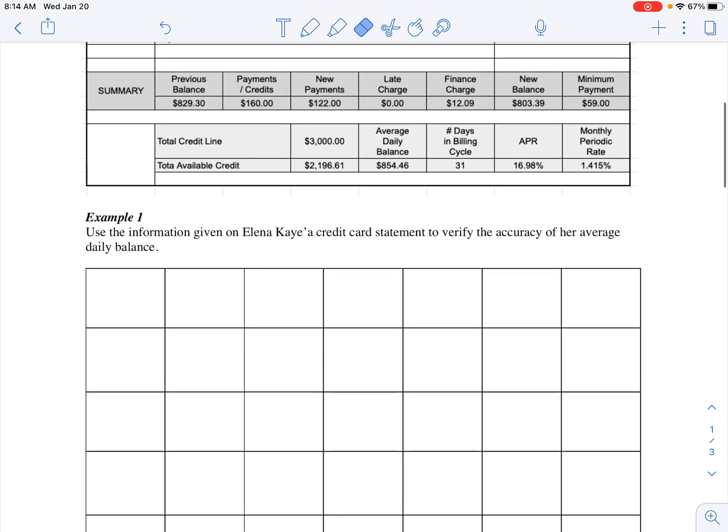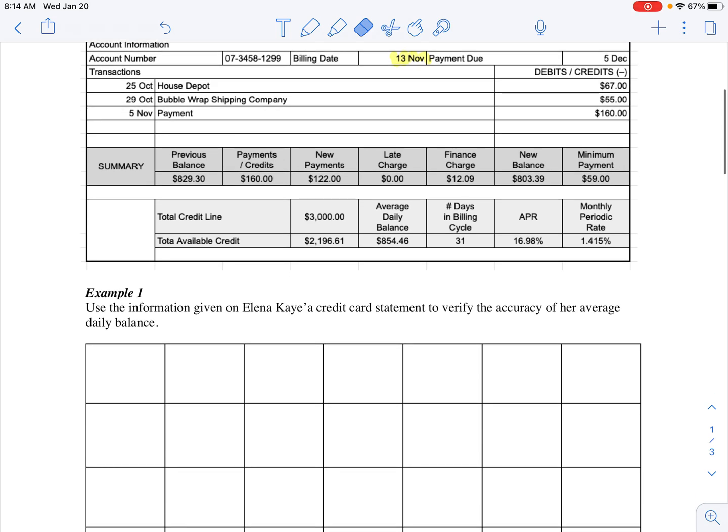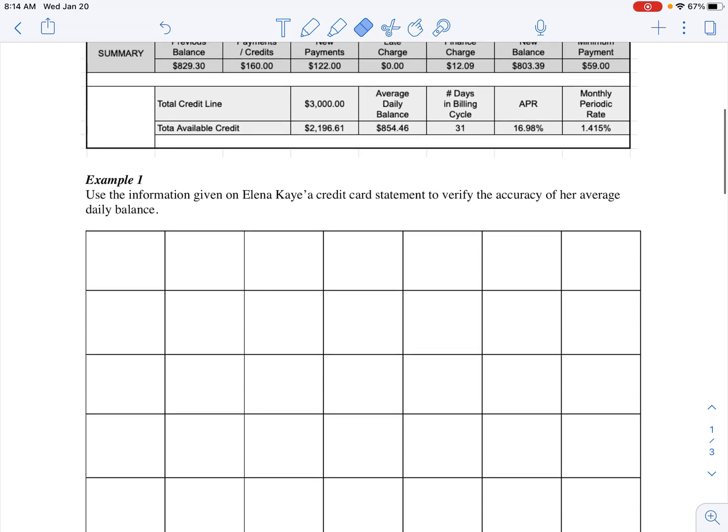Here are the things that we have: transactions, debits, payments, all that's in there. We'll go through these things and how you fill it out, because when you get a credit card statement, this is how they're going to charge you. So let's take a look. It says use the information given on Elena's credit card statement to verify the accuracy of her average daily balance. So let's take a look at step one.